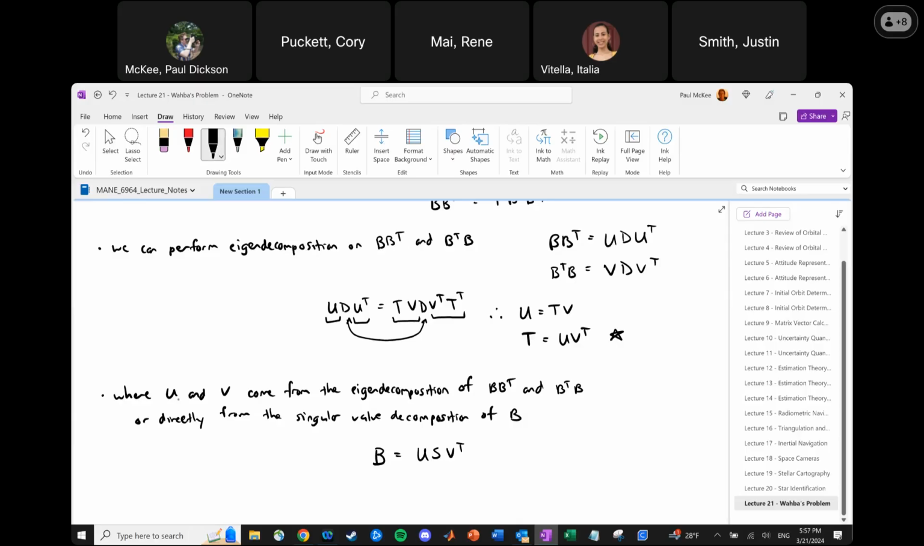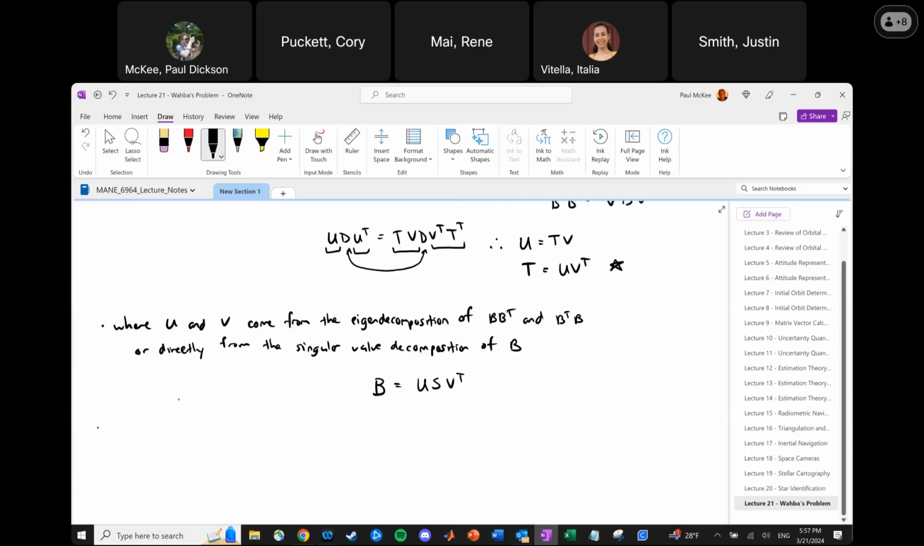Now, we have to be careful to include the constraint that T is a right-handed matrix. So if we just say that T is equal to U V transpose, I want to add one more step. You could theoretically have a left-handed transformation rather than a right-handed transformation. So we're going to introduce one new matrix, and then we're done. So we can ensure that T is right-handed by introducing the matrix M.